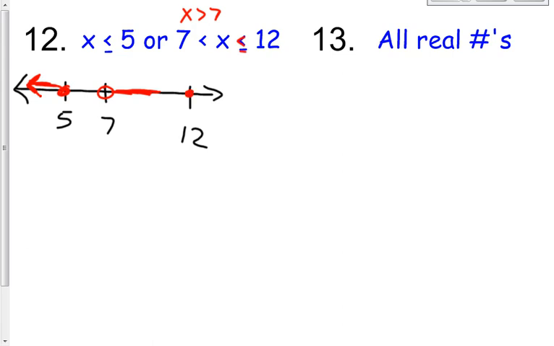So I'm going to have a closed circle at 12. It's less than that, so it's everything in here. So all the numbers that work for number 12 are in this red region here that I've drawn. Everything that's less than 5 and everything that's in between 7 and 12.